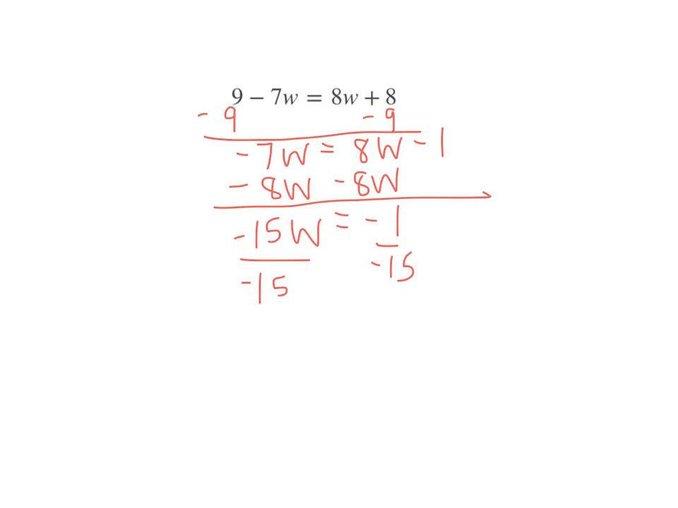So to check my answer, I'm going to go back to my original equation, and negative 7 times 1 over 15, that's an over, equals 8 times 1 over 15 plus 8. And this has lots of messy fractions, but I'm going to tell you that this is the right answer.